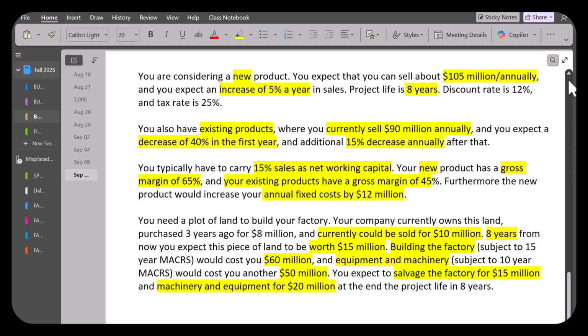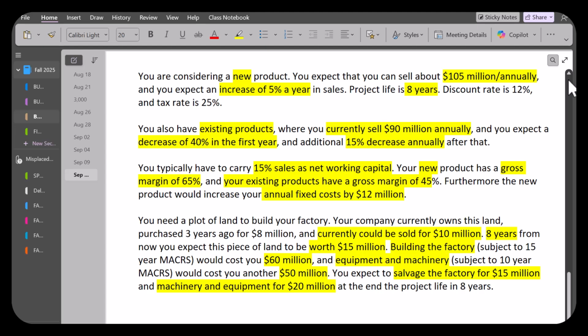Now, let's briefly talk about the project. You are considering a new product, and the life of the project is 8 years, and you expect that you can sell $105 million annually for the first year with the new product, but you also expect these sales to grow 5% a year. Discount rate is 12% and your tax rate is 25%.